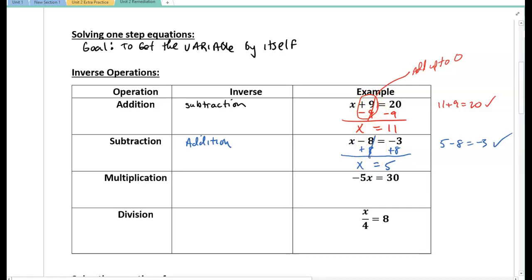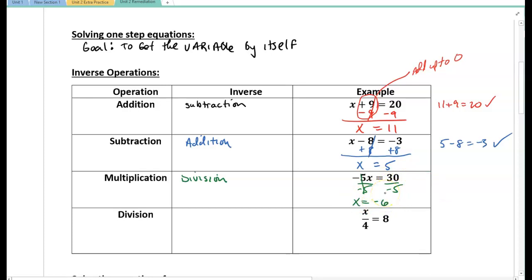So remember, anytime we're undoing addition or subtraction, what we're getting rid of should add or subtract to give you 0. The next one, if the operation is multiplication, how do I undo multiplication? Well, I use division. When I look at negative 5 times x equals 30, to get rid of the negative 5, I divide both sides by negative 5. That cancels out and x equals 30 divided by negative 5, which is negative 6.